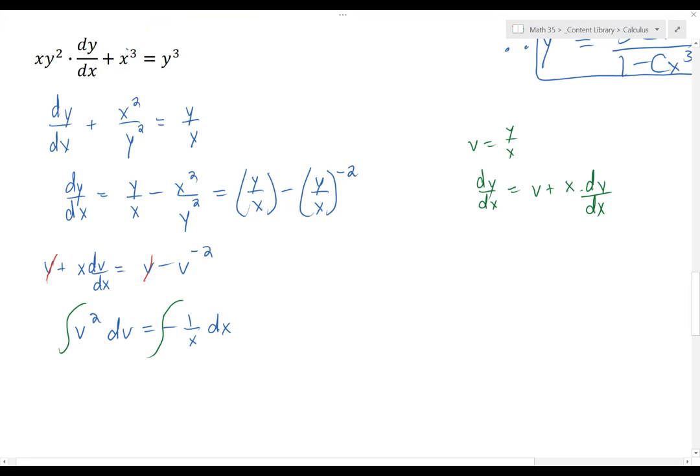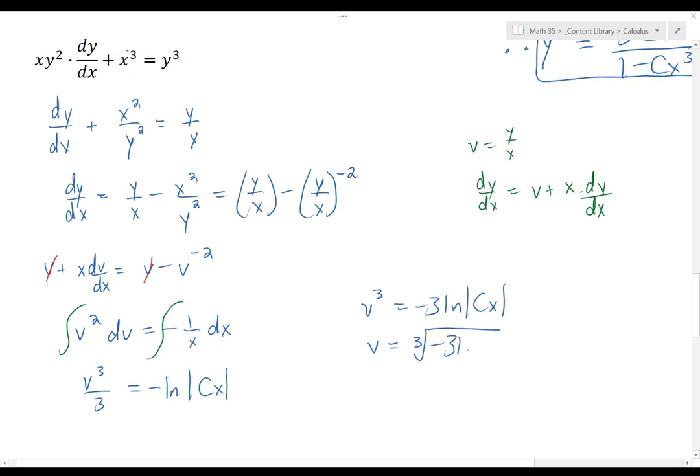We've got v cubed over 3 equals negative ln of, and I'm just going to skip ahead here to cx, where c is some constant. So the plus c would have just been some logarithm of something. That means that v cubed equals negative 3 ln of cx. So v equals the cubed root of negative 3 ln of cx, which means that y equals x times the cubed root of negative 3 ln of cx. There we go.